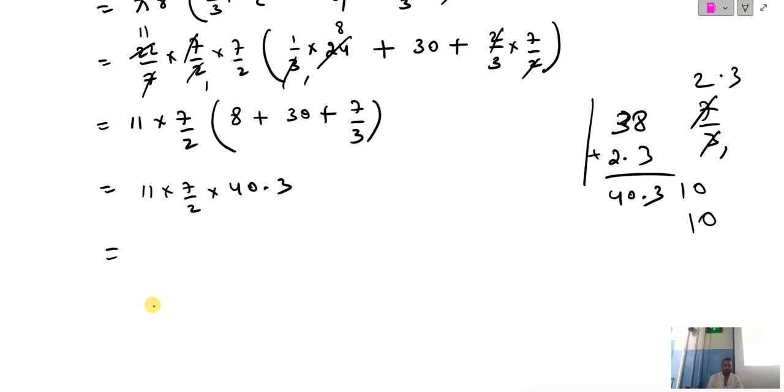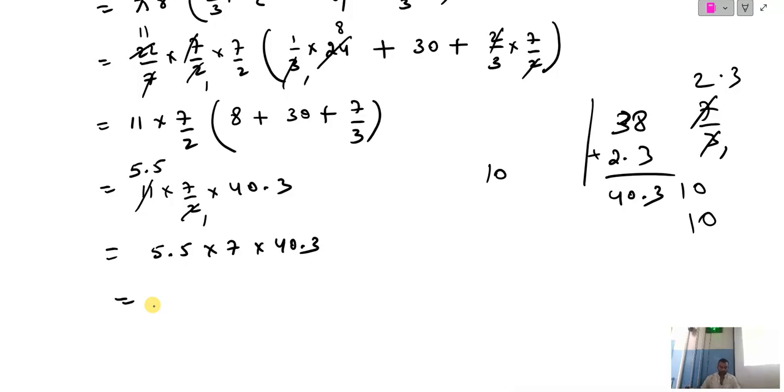2 into 40.3, is it cancelable? If you get confused, what you can do? Very simple. 2 ones are 2. 2 fives are 10. 2 fives are 10. Remainder 1. Keep point, take 0. 2 fives are 10. So the left out is 5.5 into 7 into 40.3.